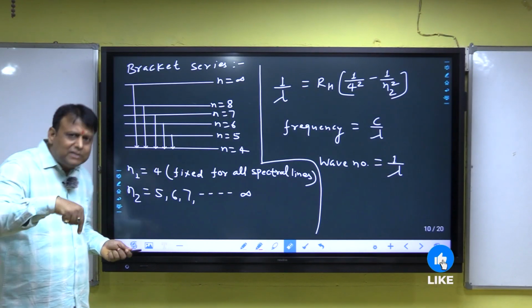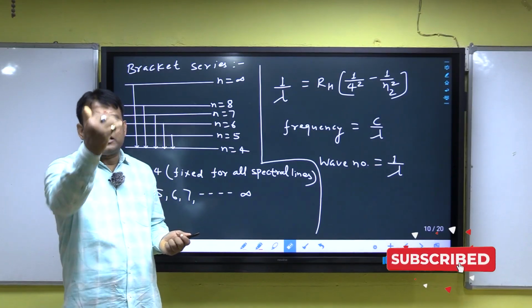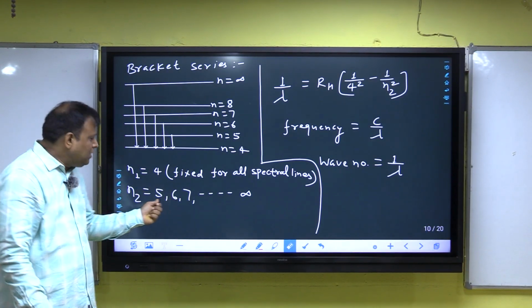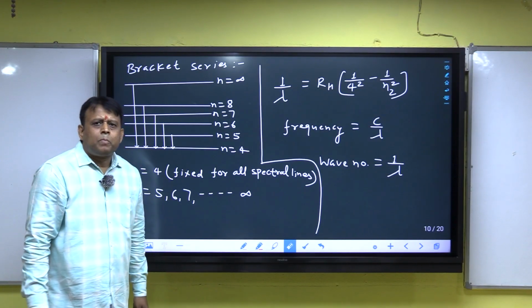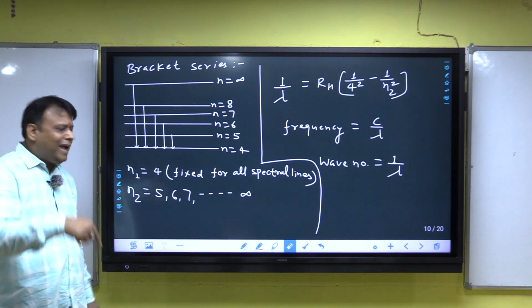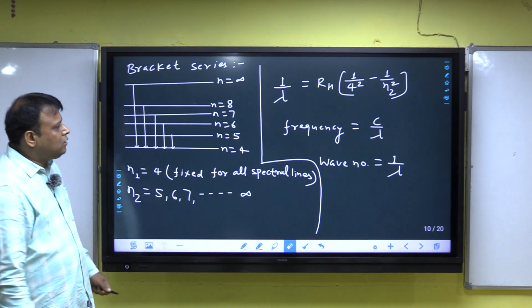That means for the first line of the Brackett series, n1 is equal to 4, and the first line comes from the 5th orbit. N2 is equal to 5, 6, 7, all are values of n2 for Brackett. But for the first line, the value of n2 will be 5, and for the second line, the value of n2 will be 6.